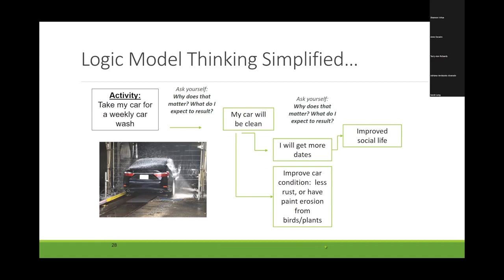My well-being will be improved. Also, maybe I'll have an economic effect. The resale value of my car will be improved. So you can see then how we can get from something like a simple activity through the logic of what we expect to result one step at a time to these larger overarching objectives, which would include things like improving social life or improving your economic potential through something like improved resale value.